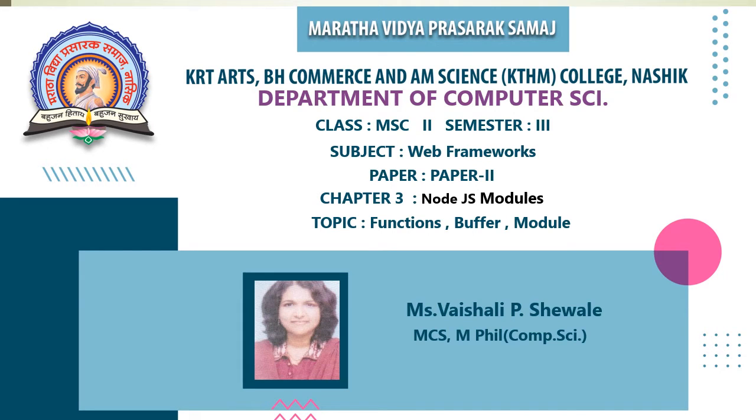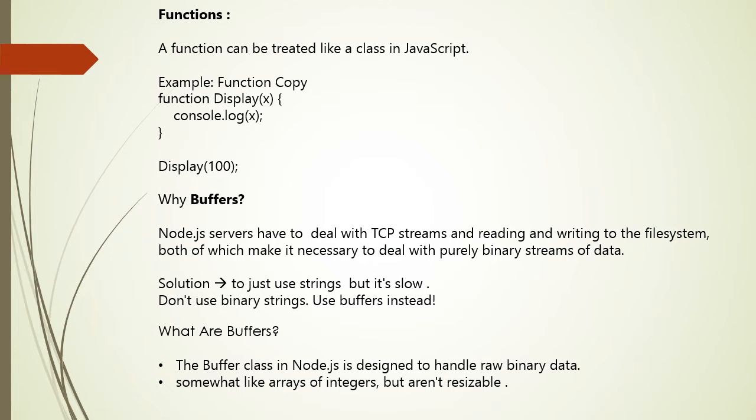Hello everyone. We are going to see third chapter Node.js modules. We are going to cover various topics like functions, buffer and module. Consider the functions. A function can have attributes and properties also. It can be treated like a class in JavaScript. For example, some functions are defined over here: function copy, function display. In that we have defined console.log(x).